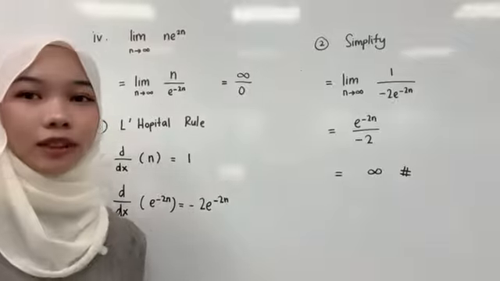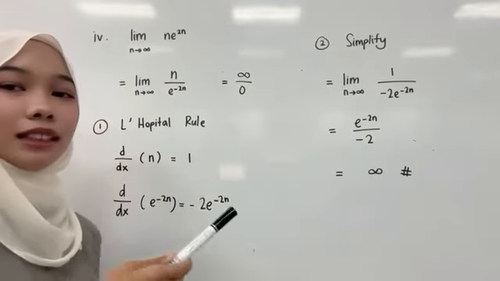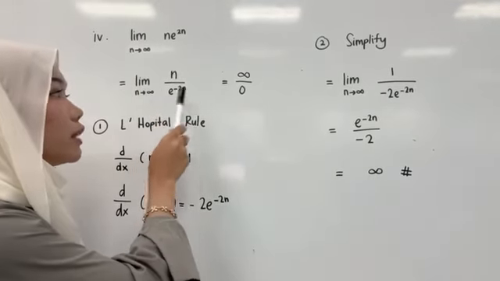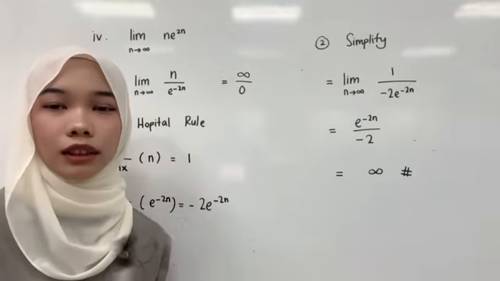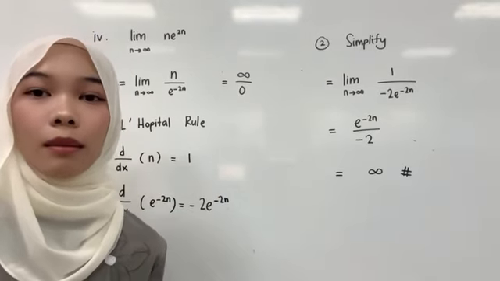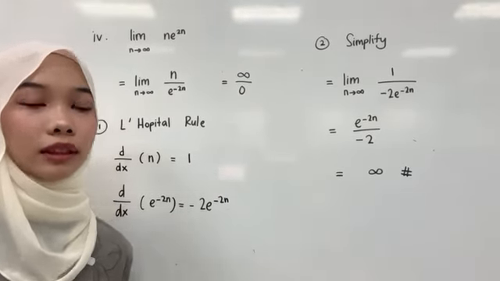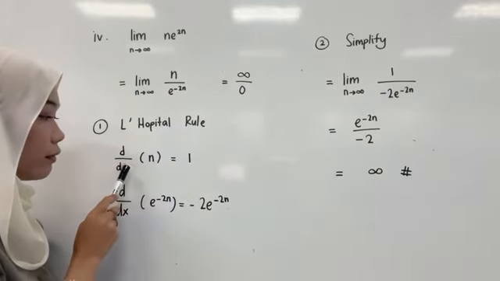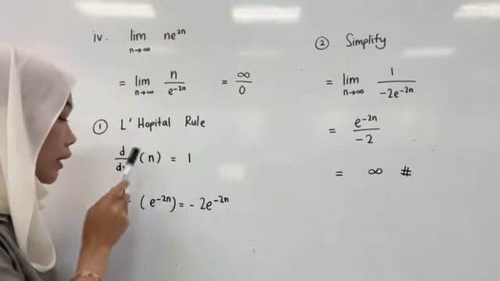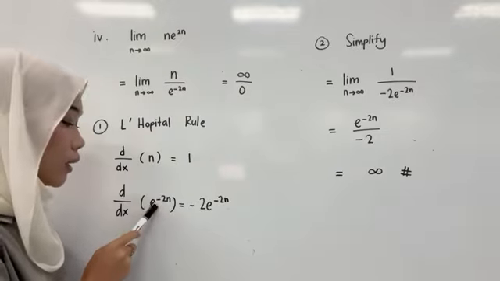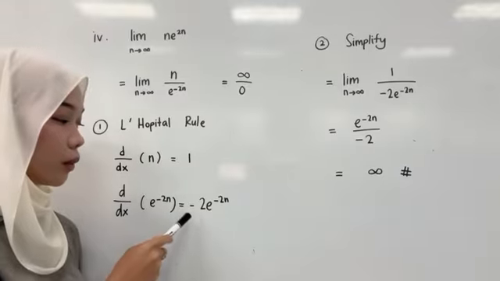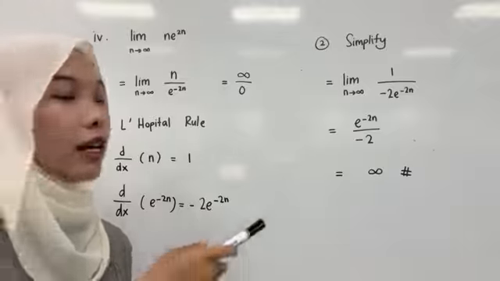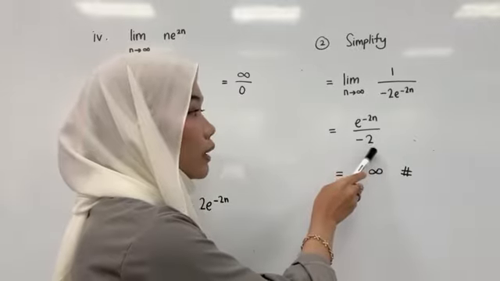So the last question is the limit as n approaches infinity of n over e^(2n). Same step as before, we must check whether this equation is an indeterminate form or not. When we substitute infinity, we will get infinity over 0, which is not an indeterminate form. But if we want to use L'Hopital's rule instead, we can differentiate this and we will get 1, and differentiating the exponent, e to the power of negative 2n, we will get negative 2e to the power of negative 2n. Next step, we simplify as usual and we will get this one like this.